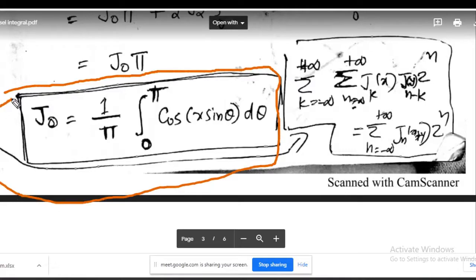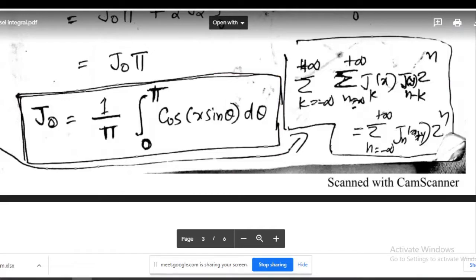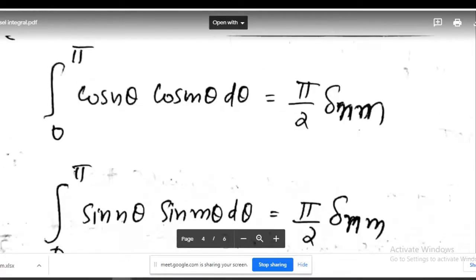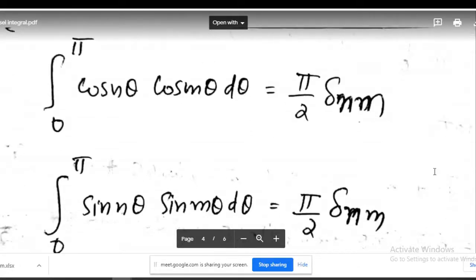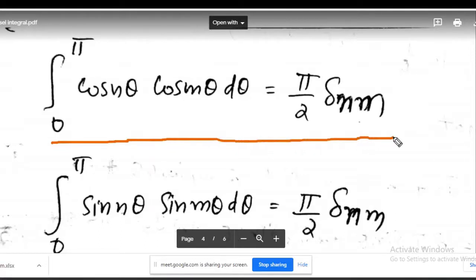Okay, so this is just one case. Let's see the general expression. To obtain the general expression, we will be using this standard result. Integral 0 to pi cos n theta cos m theta d theta is pi by 2 delta nm. Integral 0 to pi sin n theta sin m theta d theta is pi by 2 delta nm.